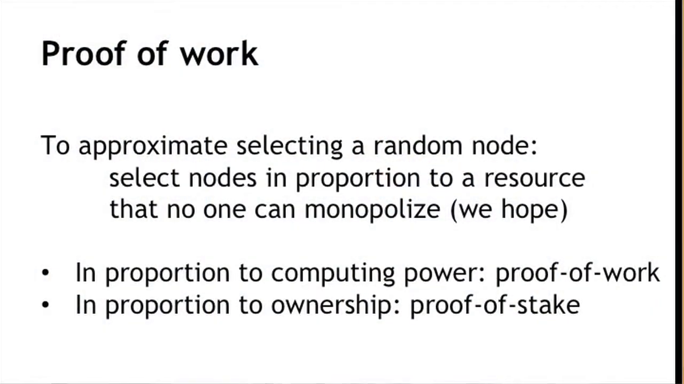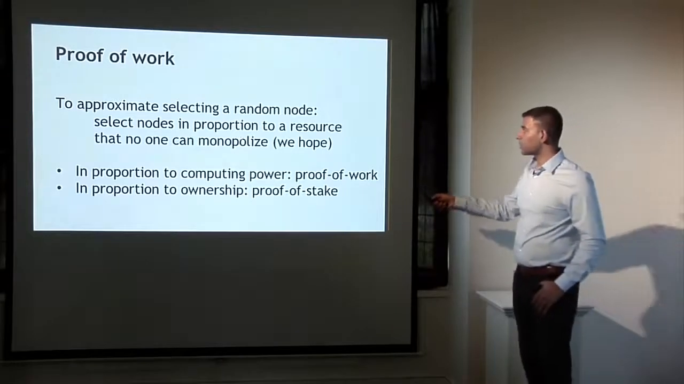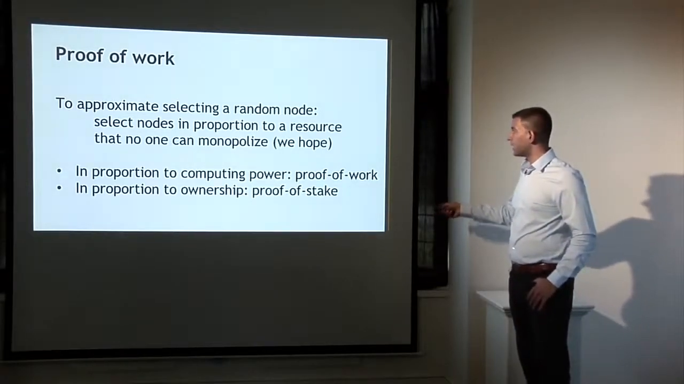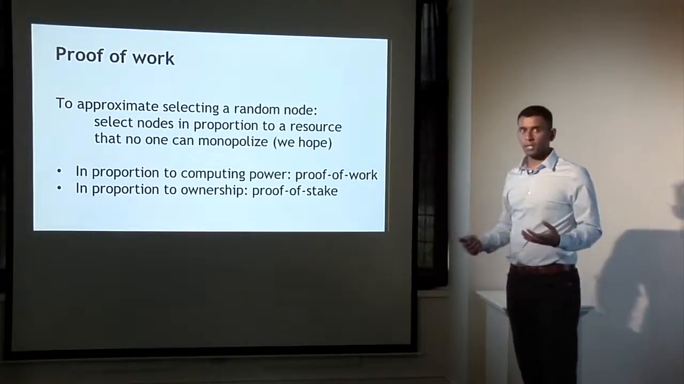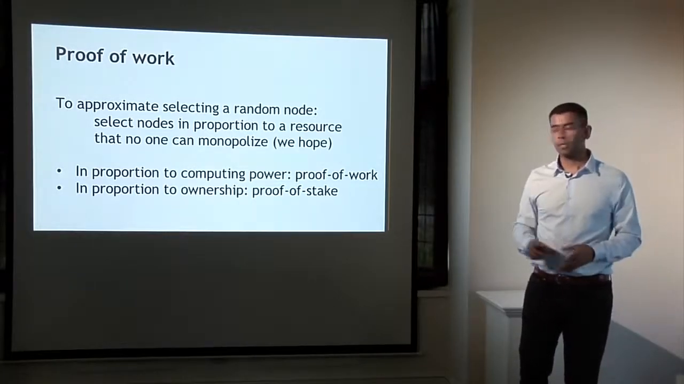And that solution is called proof of work. So what is proof of work? Here's the key idea. Instead of picking a random node, we do something a little bit different, which is we approximate selecting a random node by instead selecting nodes in proportion to a resource that we hope that nobody can monopolize. What does that mean? Well, if that resource that we're talking about is computing power, then it's a proof of work system where we somehow select nodes in proportion to their computing power.